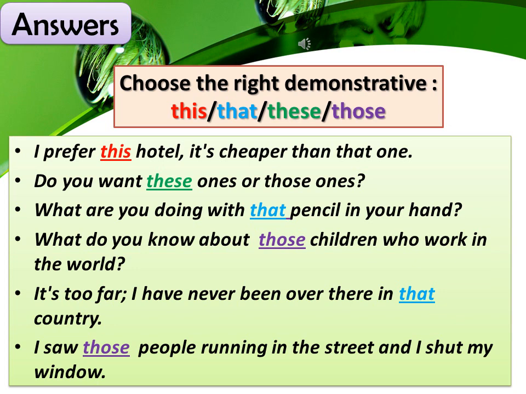3. What are you doing with that pencil in your hand? يعني كنهضر مع شخص آخر اللي هاز البنسل في يدو. Donc far. What do you know about those children who work in the world? It's too far. I have never been over there in that country. Last, I saw those people running in the street and they shut my window. I shut, which means I close.